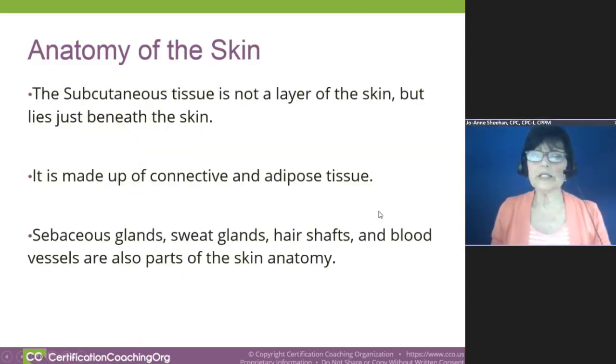The subcutaneous tissue is not a layer of the skin. It lies just beneath the skin. And as I said, it is made up of connective and adipose tissue. But also part of the skin are the sebaceous glands, sweat glands, hair shafts, and blood vessels. And that is all part of the skin anatomy. And there are all types of CPT and diagnosis codes associated with them.